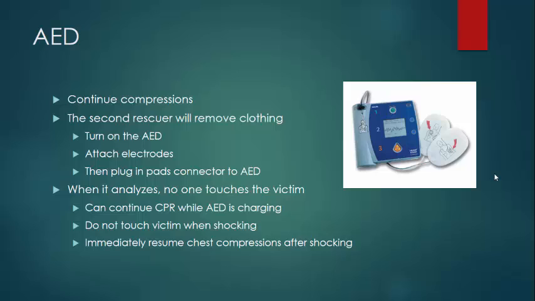Turn it on, attach the electrodes to the chest. It's preferred that we do sternum and apex, so to the right of the sternum, under the clavicle or the collarbone, and the left one on the ribs, straight across from it. Some of them are designed to be put on below the nipple line in the front and below the shoulder blade on the left side in the back. Then plug in that pads connector to the AED. What it's going to do now is analyze, and it'll tell you, analyzing heart rhythm. Do not touch the patient. So we don't touch during that time.